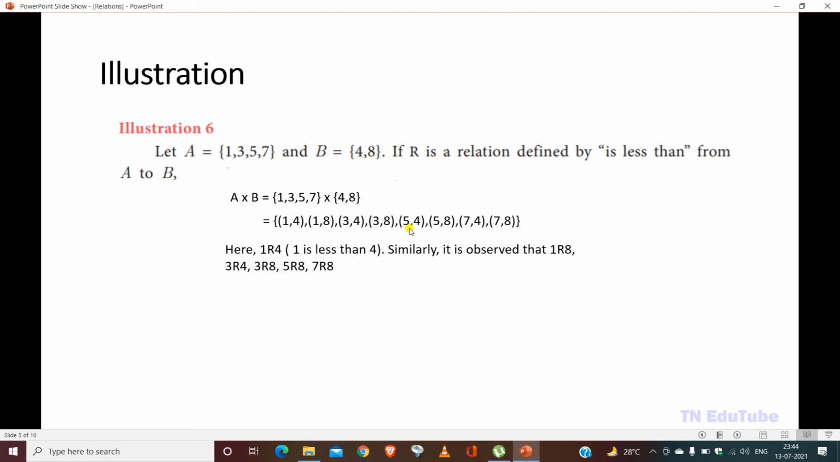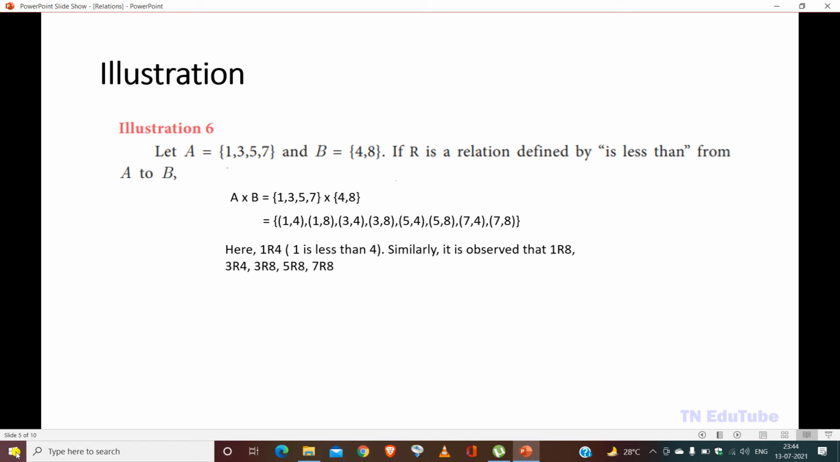5 is not less than 4, so we cannot write this element, isn't it? It is not under this rule, is less than. Then 5 is less than 8, so (5,8). 7 is not less than 4, so it is also not coming in this rule. So this element is not present in this relation set. Here 7 is related with 8 because 7 is less than 8.